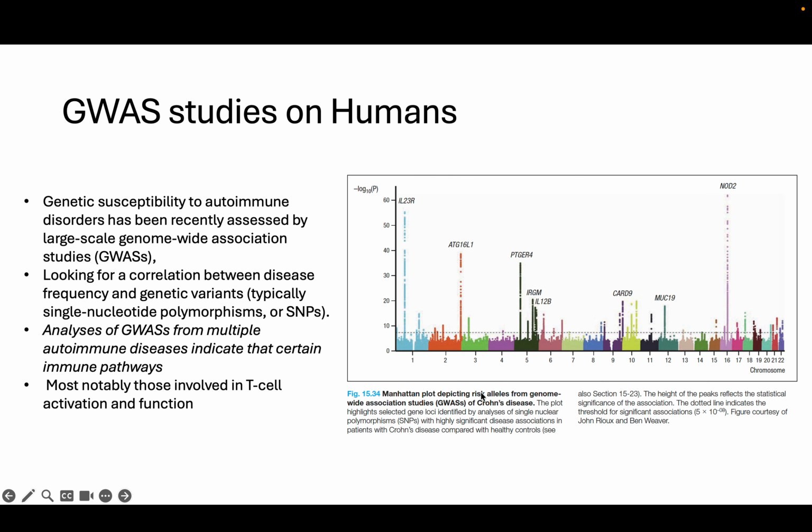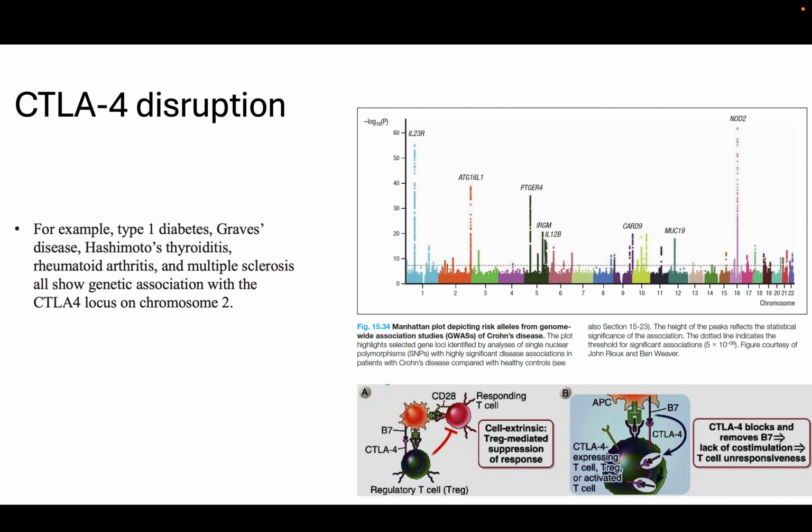Well, we did that basically for many different types of autoimmune diseases, including Crohn's disease, and we see a lot of similarities. For example, we see CTLA4, which is found mostly over here, this ATG16L1. This is the gene that encodes for the protein CTLA4. You see it in Crohn's disease that, for example, if you have an increase or a polymorphism there, it increases the likelihood of getting Crohn's disease. But not just Crohn's, you also have it in type 1, Graves' disease, Hashimoto's, rheumatoid arthritis, MS, you name it.